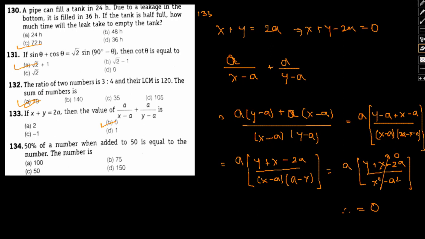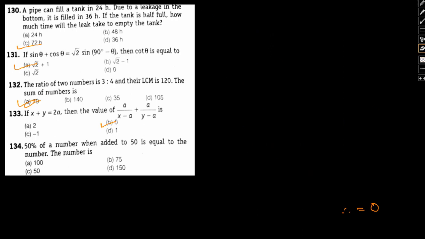Now let's move on to the last one, that is 135. 50% of the number when added to 50 is equal to the number. Okay, find the number. So say the number is x. Okay, and now when 50% of the number is added to 50, we find the number.